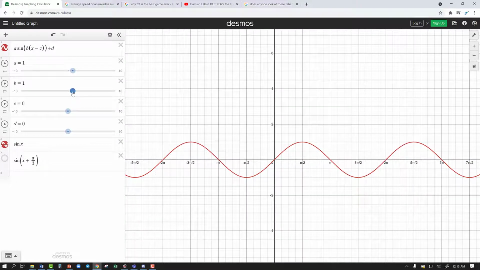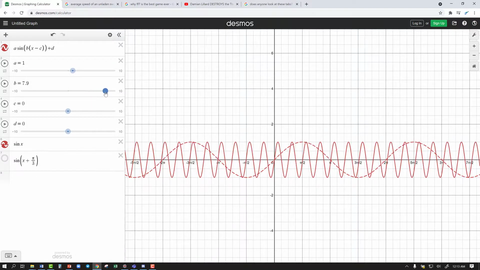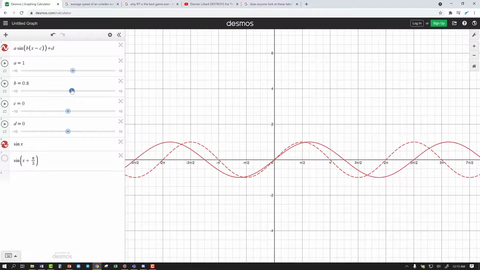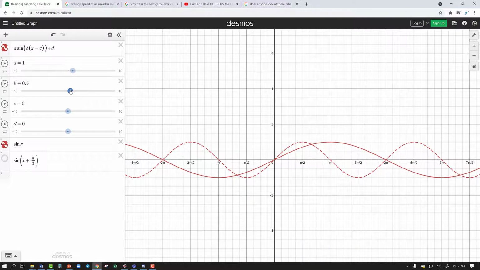B compresses or stretches your wave horizontally. So it's a horizontal dilation. As you increase B, and this is interesting, you're actually pressing the wave closer together. And as you decrease B, still being greater than 0, it's actually stretching it out. So what we're doing is changing the period, you might notice. If B is 1/2, the period is actually 4 pi, right before it starts repeating again. So we start at -2 pi, and then we go all the way to 2 pi before it starts repeating the same pattern. That's a period of 4 pi.